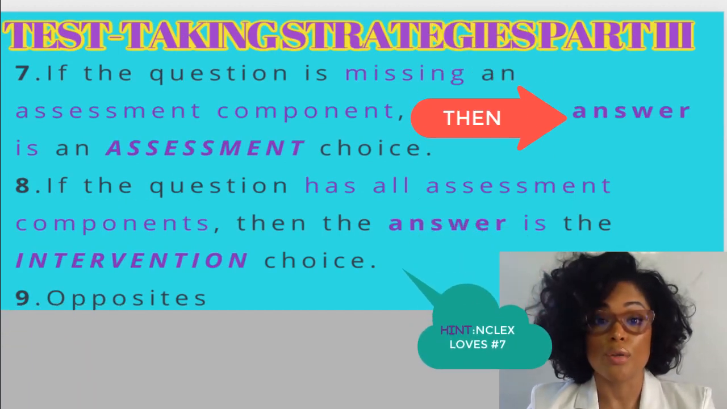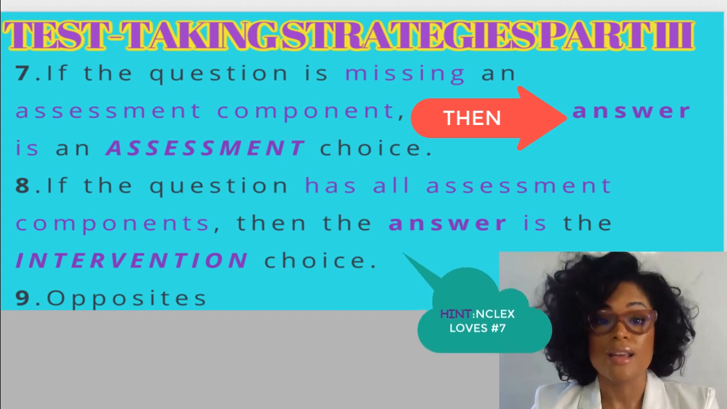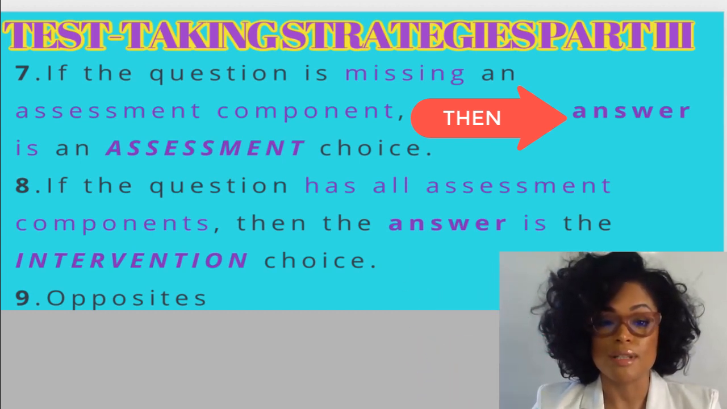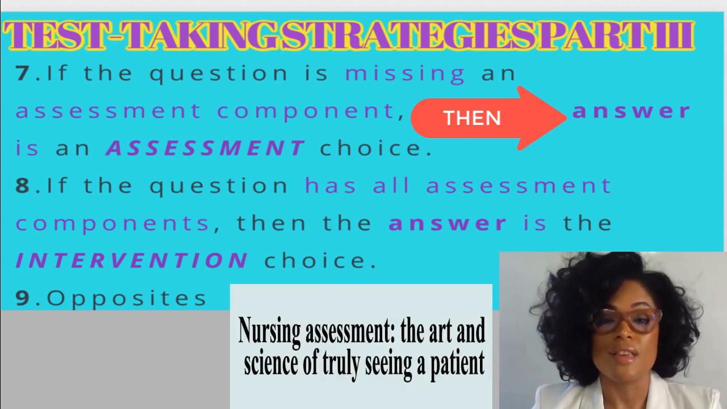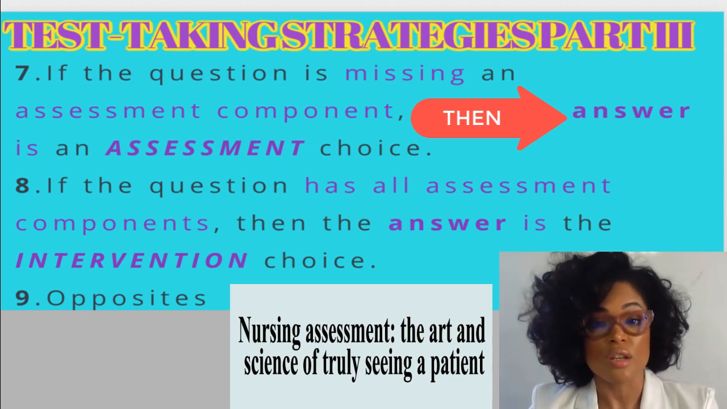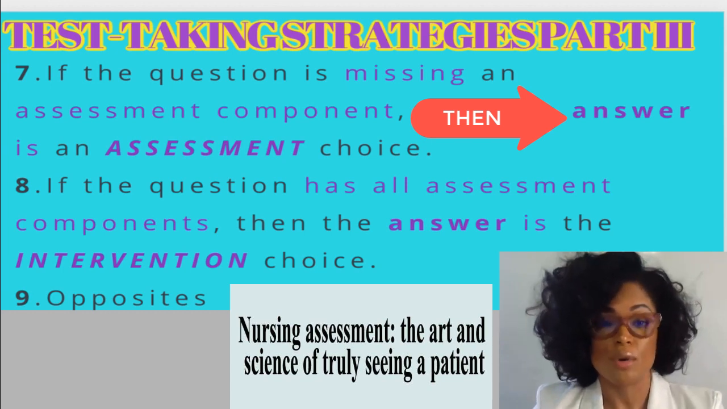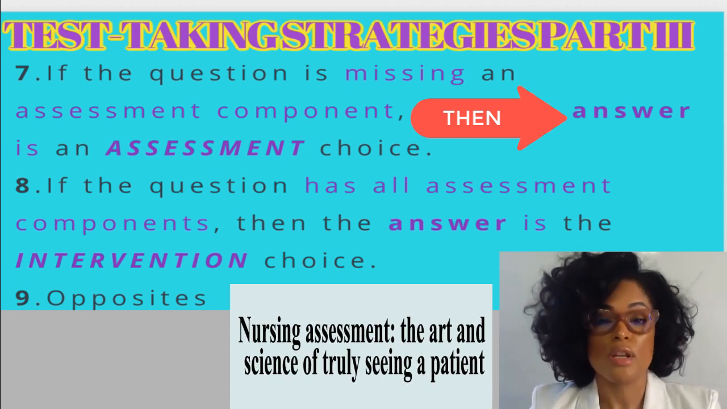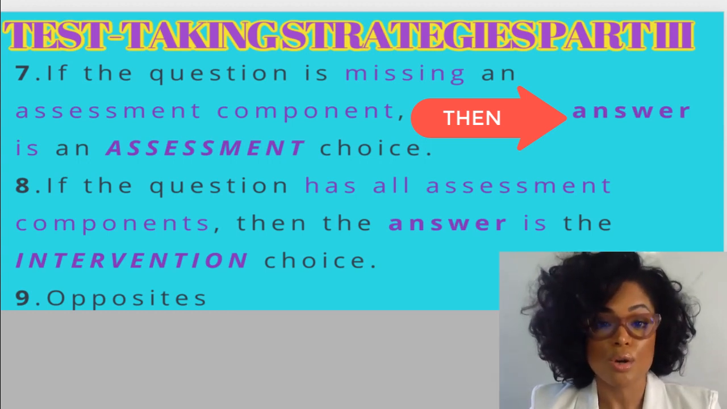Test-taking strategies part 3, number 7, 8, and 9. 7, if the question is missing an assessment component, then the answer is an assessment choice. You cannot do an intervention without doing all the assessment parts first, right? I cannot jump in to go see if a patient is actually coding and just press the code button in the room if I haven't assessed my patient. Because it could be a rapid response. It could be that the patient's blood sugar is low. So you never want to act before you have all of your data together. So always remember that.